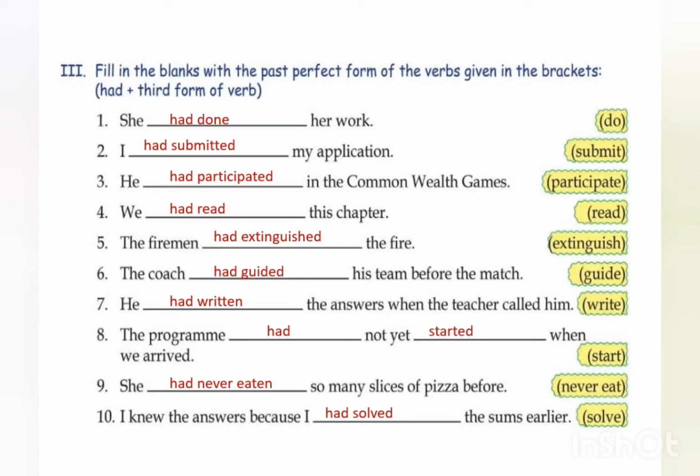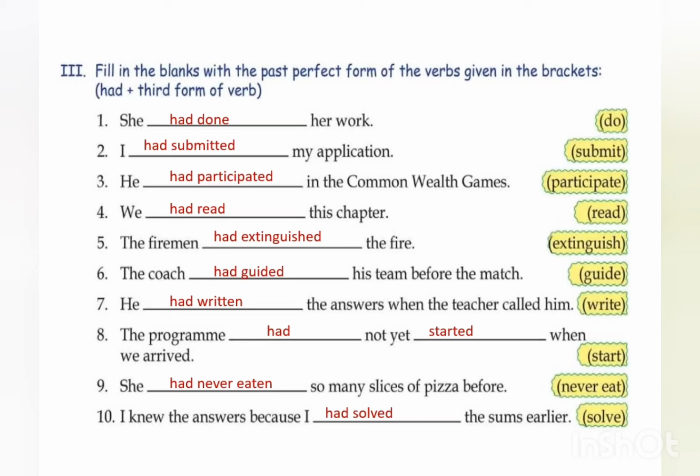The second word is submit. So, I had submitted my application. Participate. He had participated in the Commonwealth Games. Read. We had read this chapter. Now, if you remember the word read, it is read, read, read. In all three forms of the verb, the spelling does not change, right?